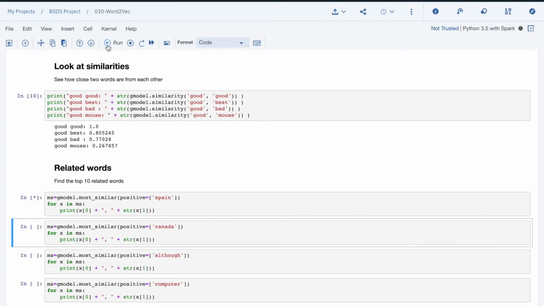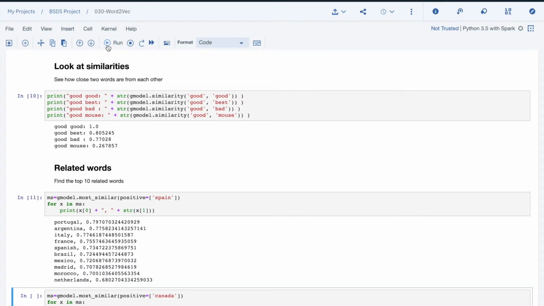Which are the words closest to Spain? GenSim returns the top 10 values for a word. It makes sense. The results are also countries, except for Spanish. I'm sure we can agree that Spanish is close to Spain.